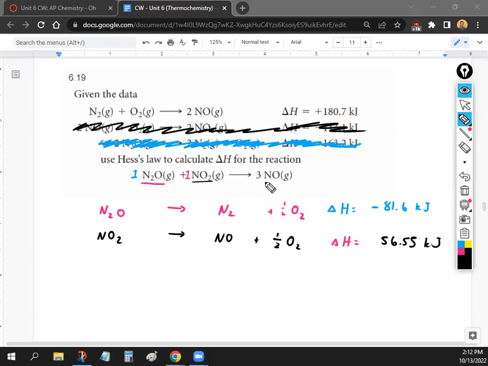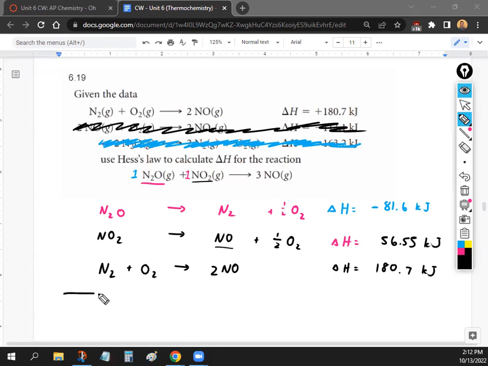Now, for the final step, we want to make sure that we have 3 moles of NO on the product side. It looks like we already have 1 mole. We just need 2 more. So this reaction right here seems good. We're going to copy it down exactly the way it is: N2 plus O2 gives 2 moles of NO. And then the change in enthalpy is 180.7 kilojoules.